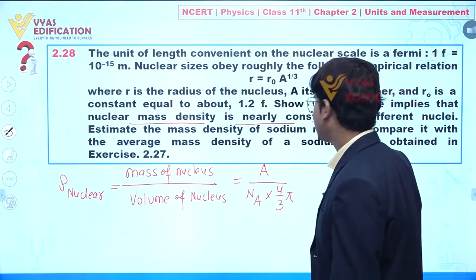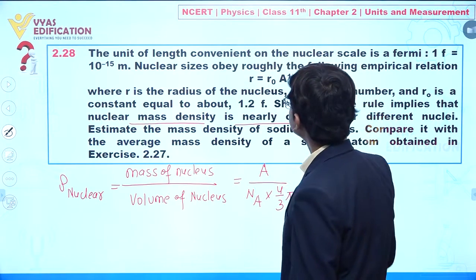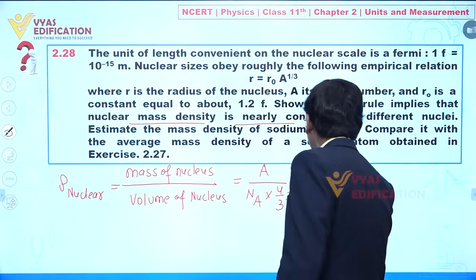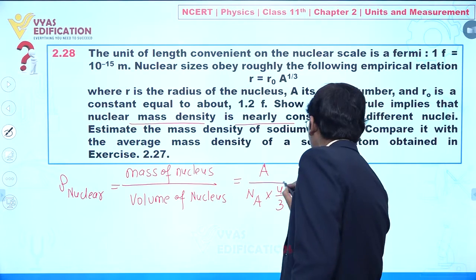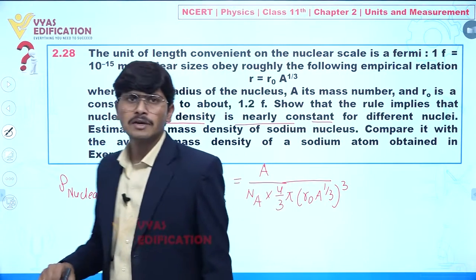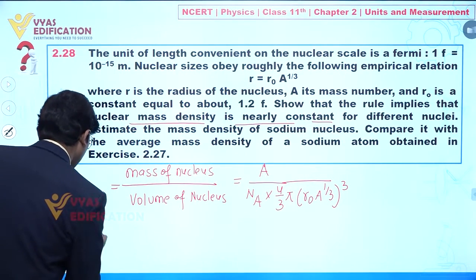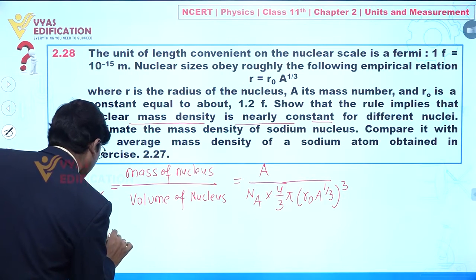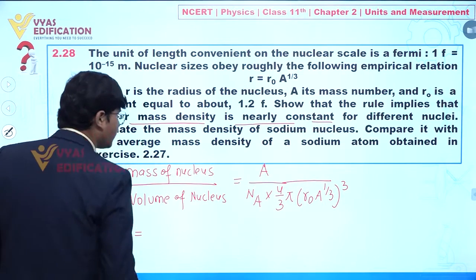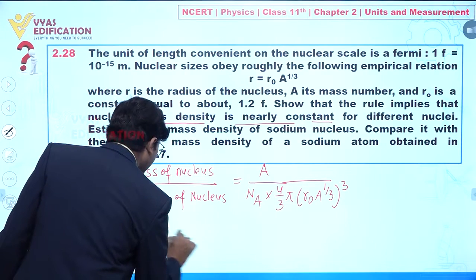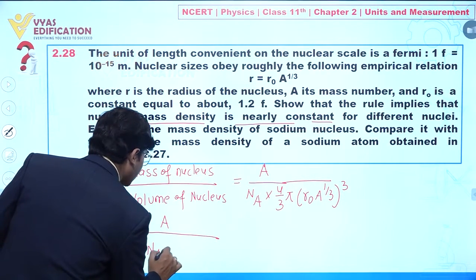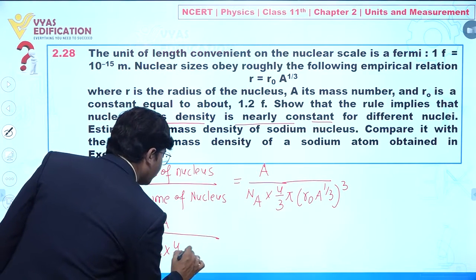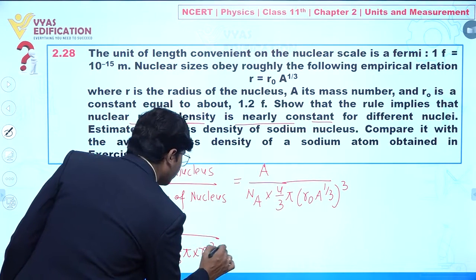Clear? 4 by 3 pi r cube, and instead of r I will write r naught A to the power 1 by 3 whole cube. Clear to everyone? So from here we can see nuclear density. Nuclear density is given by A divided by Na multiply 4 by 3 pi multiply r naught cube multiply A.